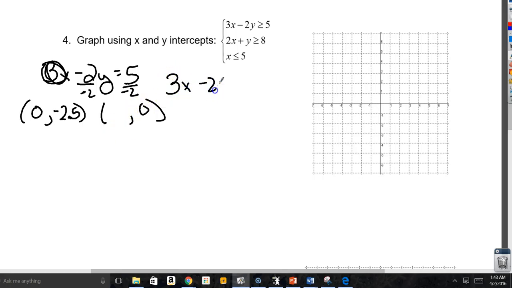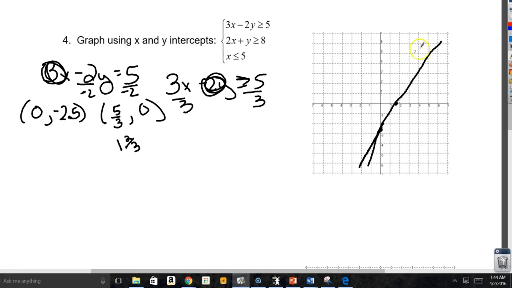So 3x minus 2y greater or equal to 5. If y goes away, we divide by 3, and this is 5/3. So one of our lines is 0, -2.5, and 5/3 would be 1 and 2/3, so about right here. And it is equal to, so it's a solid line. It says y, but it's negative, so we've got to flip it, so it's going to say y is less than, and this is our less numbers, so it's this side.